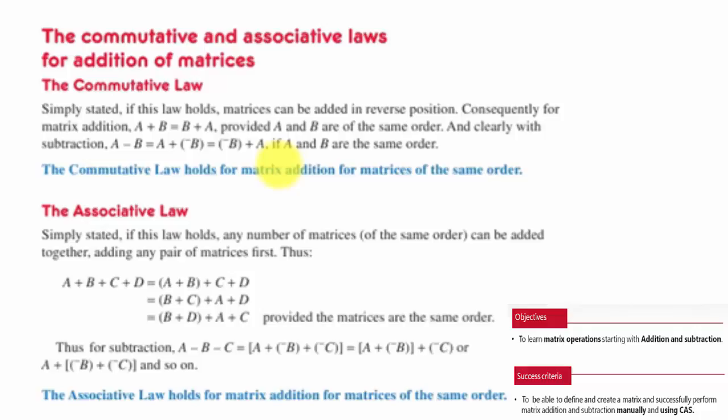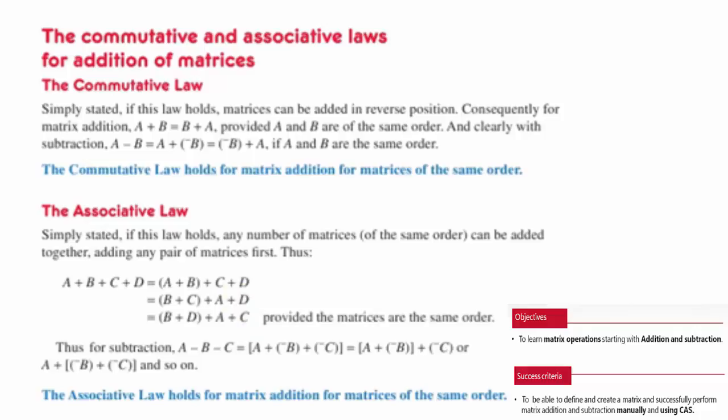So the commutative law holds for matrix addition and subtraction of the same order. Now let's see for the associative law. The associative law simply means you can do the grouping in a different order. So what we mean is if you have a plus b plus c plus d, you can do a plus b first, then add to them c plus d, or you can group the b and c, do them first, then do the a plus d, or you can group the b and d, etc. Any combination. So it doesn't matter which order you do it in, you will get at the end the same matrix.